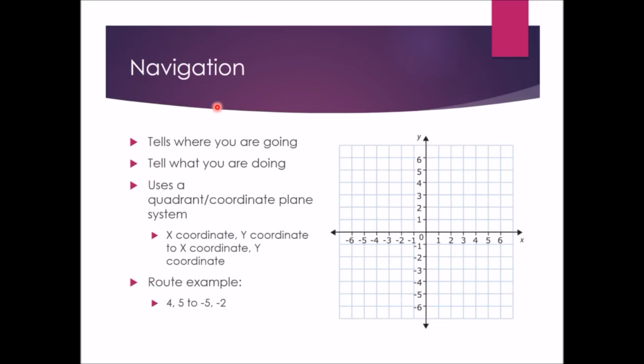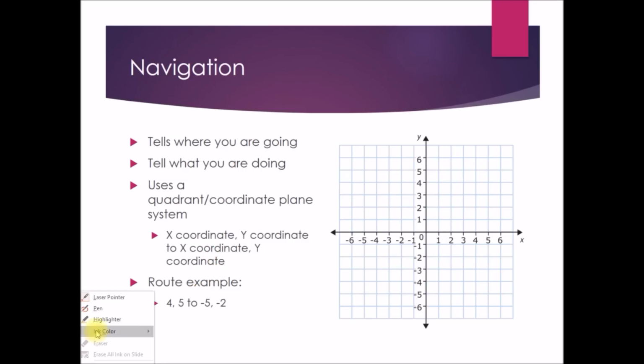Okay. Navigation: we use a coordinate system for navigation. You could basically just take this and overlay it on the ground or on a map, and this will tell you how you're getting from point A to point B. We use a coordinate system, or a coordinate plane, or quadrant system. You have an X and a Y coordinate, and they go together like this.